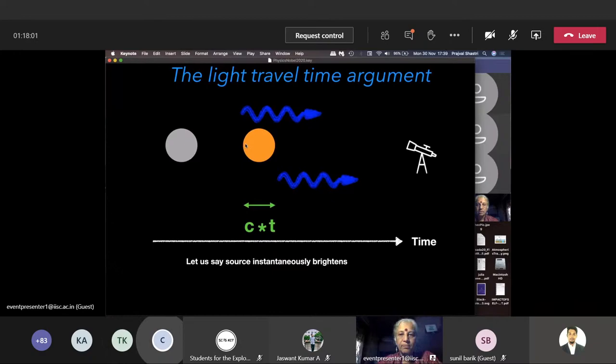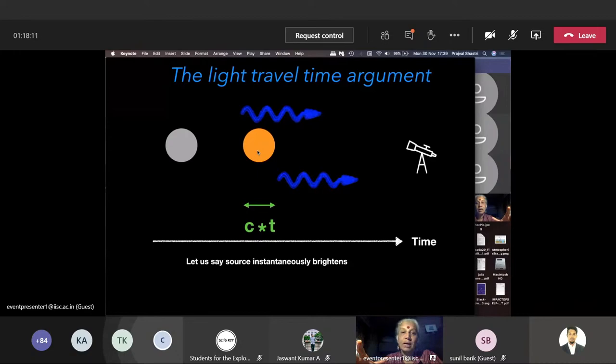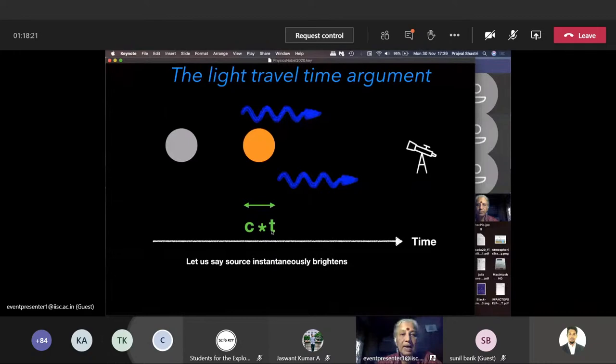So in other words, if you see an object change with some time scale, then that object has to be smaller than the distance light travels in that same time. If an object is seen to change in its brightness over, say, 2 weeks, then its size has to be smaller than the velocity of light times 2 weeks. So that would be 2 light weeks. So the size needs to be smaller than that. This is called a light travel time argument.